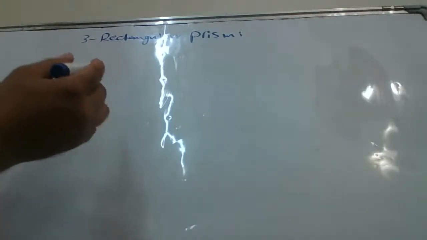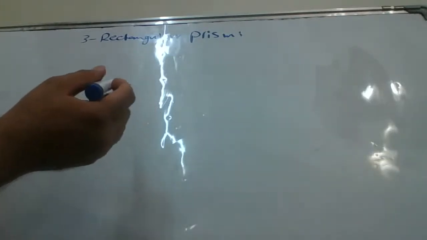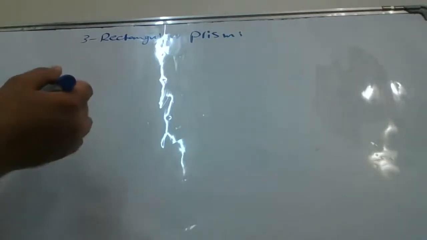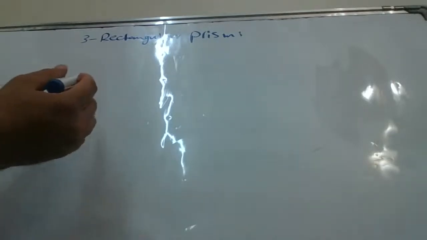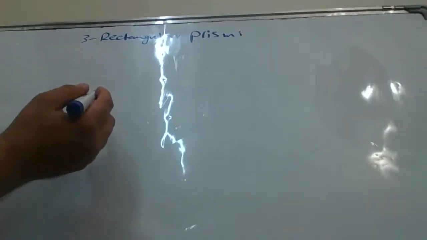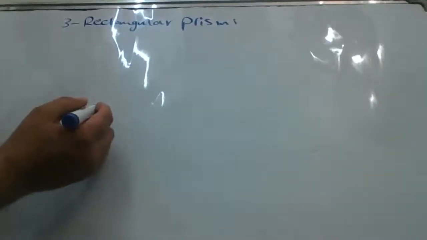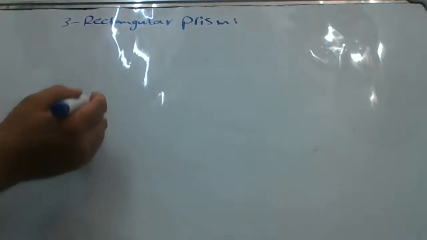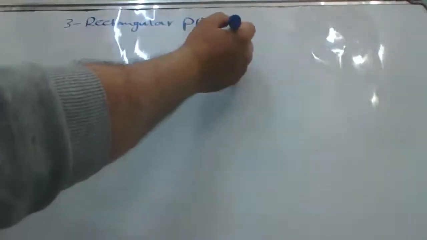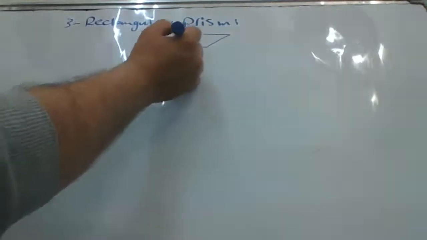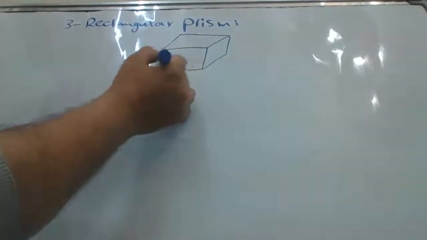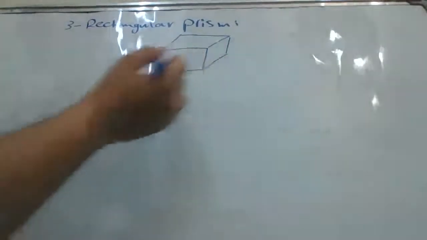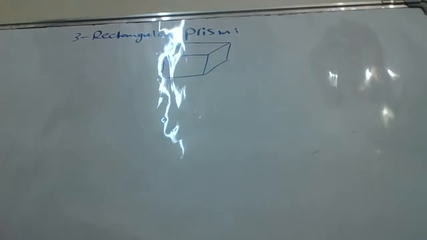So when we follow the same procedures that we used before in chapter 7, or the beginning part of chapter 7, we can revise it quickly. We can use two methods as we discussed before. The first thing, we have to draw a sketch of the prism. This is a rectangular prism.